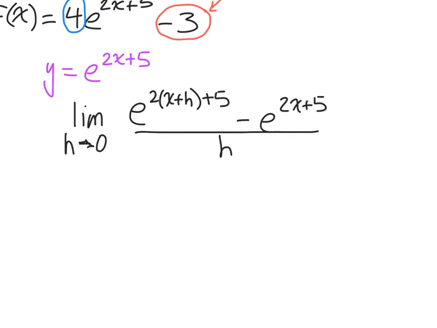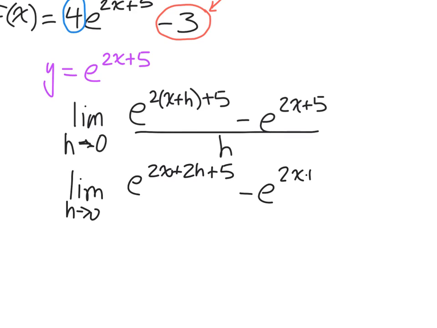All right, so I'm going to clean up my exponent. Limit as h approaches 0 of e to the 2x plus 2h plus 5 minus e to the 2x plus 5 over h. All right, so all I'm doing is applying the distributive property. I just ran through with the 2. So that's just algebra 1. The next step is the crucial step.